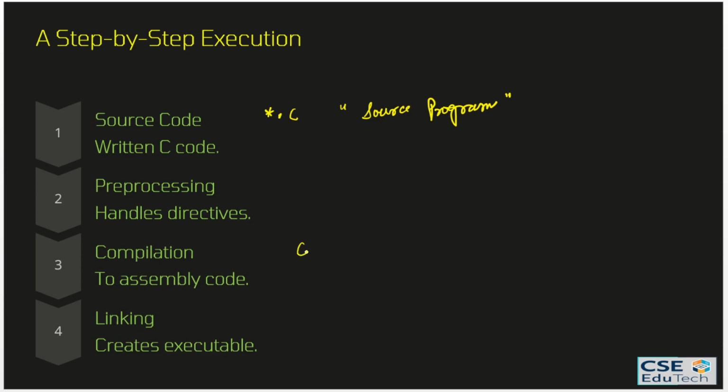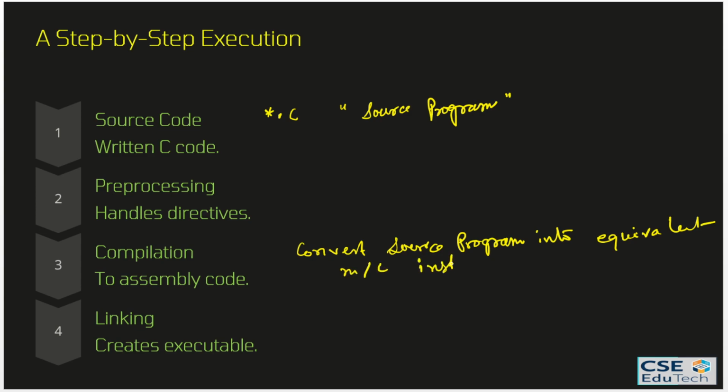So compilation basically converts the source program into equivalent machine instructions, and the compiler also checks for errors. If the source code is error free, then the code is converted into an object file, which is known as a .obj file.